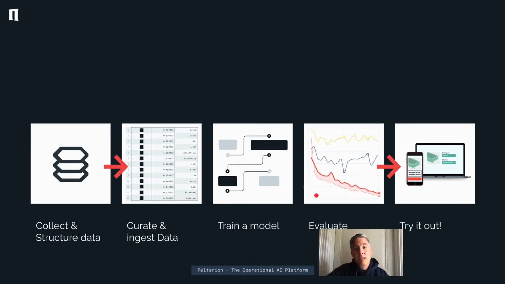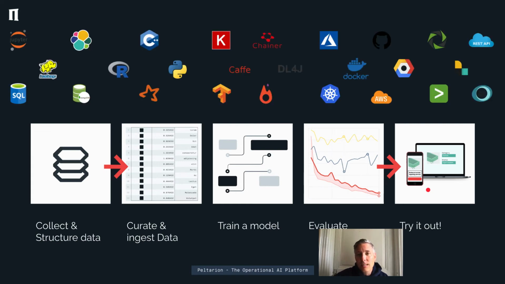Okay, so this is the way it works right now when you work with AI and with the toolset that is mostly available right now. You collect and structure data, and then you curate and ingest the data into your data pipeline, and then you train a model, and then you often train more models, and then you evaluate the different models, and whenever you find a good one, then you try it out. Okay, to do this, you need a lot of different tools.